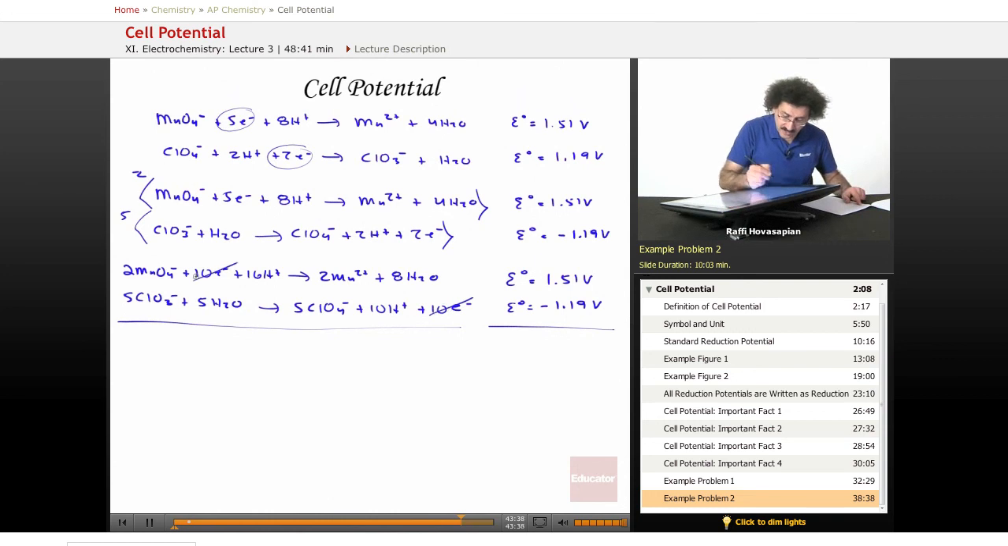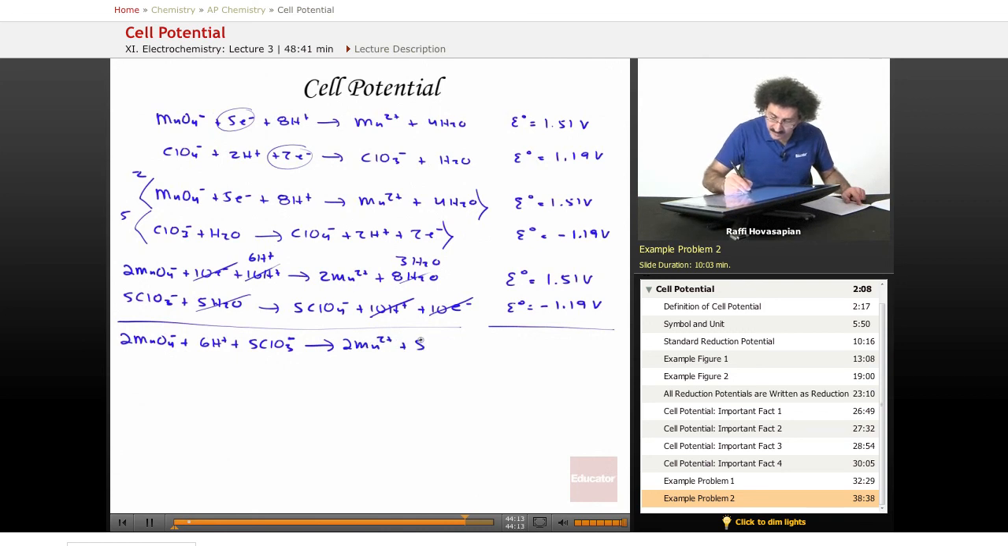10 electrons cancels 10 electrons. 10H plus leaves 6H plus. 5H2O leaves 3H2O. And I end up with the following. 2 permanganate ions plus 6 hydrogen ions plus 5 chlorate ions produce, if I were to close the circuit, 2 Mn2 plus plus 5 perchlorate plus 3 H2O. And the standard potential for that cell is equal to 0.32 volts.